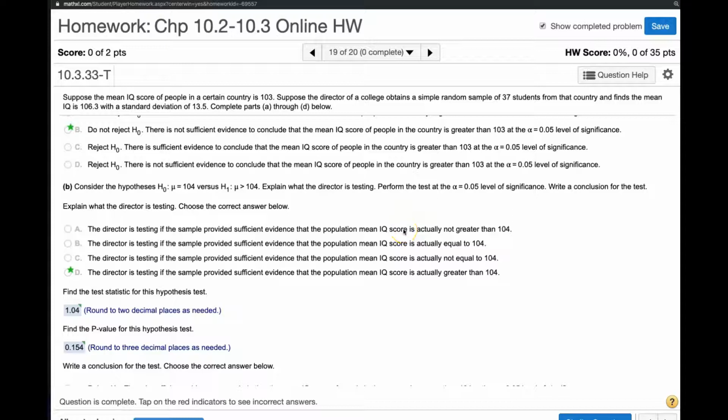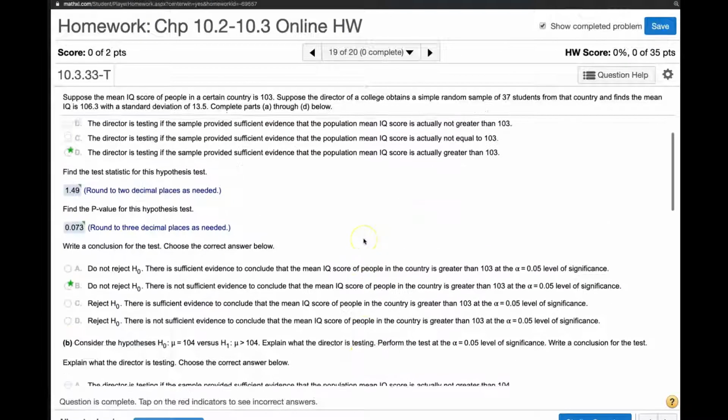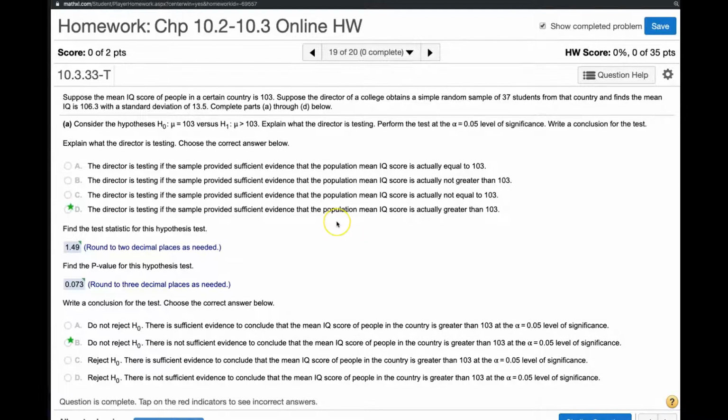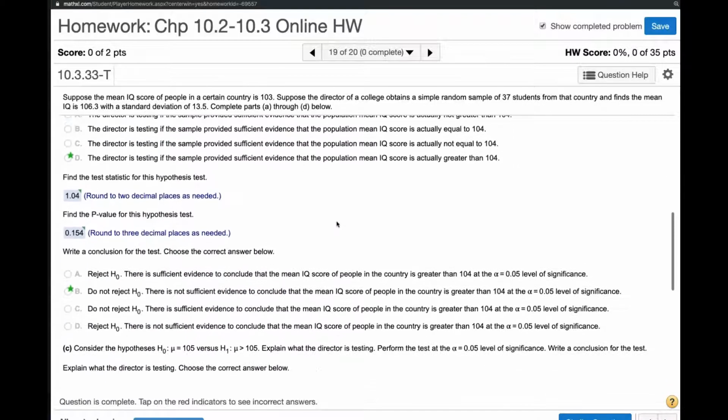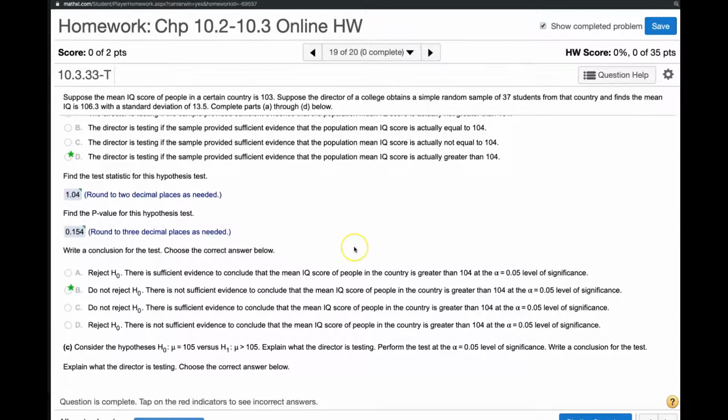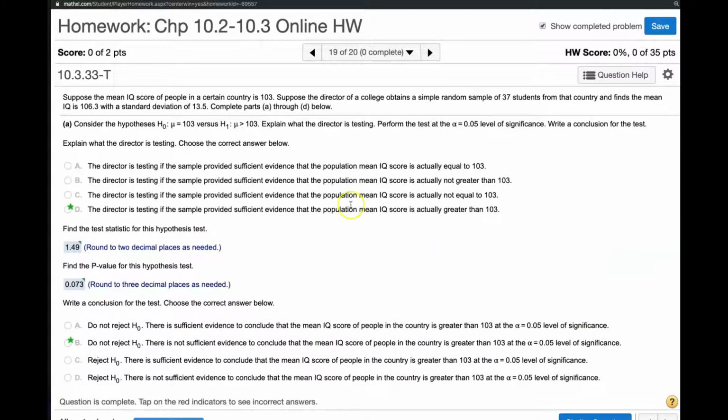Let's take a look at problem 10.3.33. And it really is about, I want to emphasize, the interpretation of rejecting or not rejecting the null hypothesis. So here's the setup. You could take a look at this problem here.